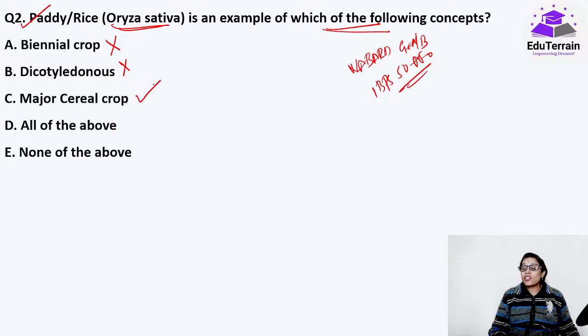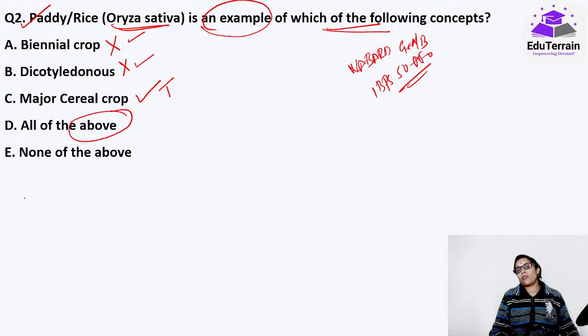It is a major cereal crop. This is true. So it is an example of this. If they have the annual crop, monocotyledonous, then we can say it is all of the above.